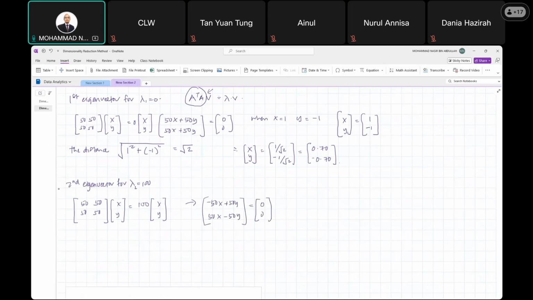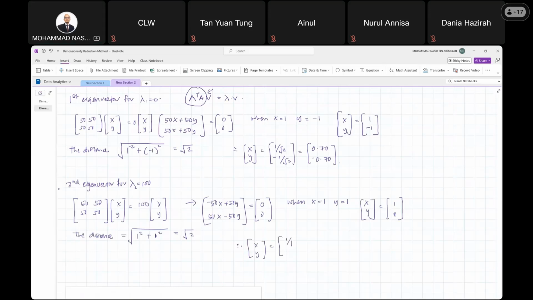So you do some computation and you will get like this. Now, when X equal to 1, Y will also equal to 1. So X and Y equal to 1 and 1. So the distance will be equal to the square root of X squared plus Y squared. This one should be the same as previous, square root of 2. So the second eigenvector will be equal to 1 over square root of 2, 1 over square root of 2. So this one should be 0.70 and 0.70.